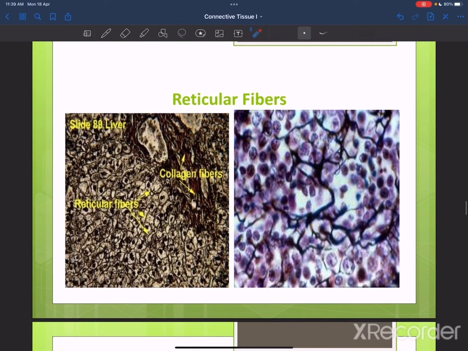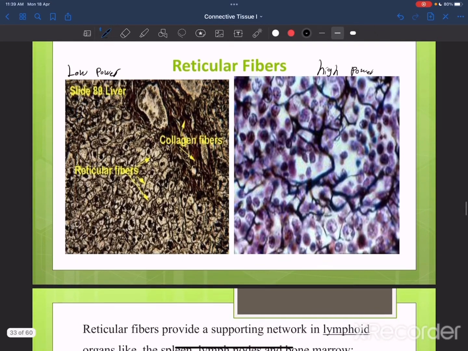In the same slide, you can see the low power and high power. Using high power, you can see these short networks of the thin reticular fibers. These are the cells, the lymphocytes of the lymphoid organs. So this meshwork supports these small sized lymphocytes. In low power, they stain black, a black network.